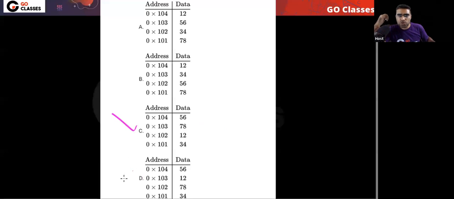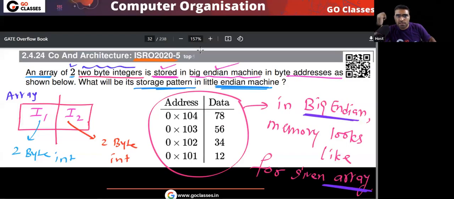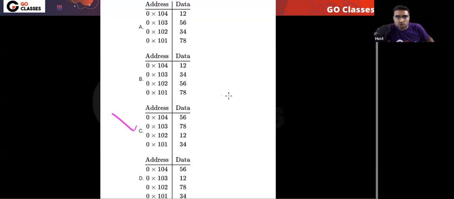This is a good question. Yes or no? In the ISRO exam, this is a nice question. Tell me, what is the most common mistake in this question? Anyone? This is the most common mistake that many students make: they will just change the entire order. They will change the entire order, so 12, 34, 56, 78. If you notice, this is actually the most common mistake.